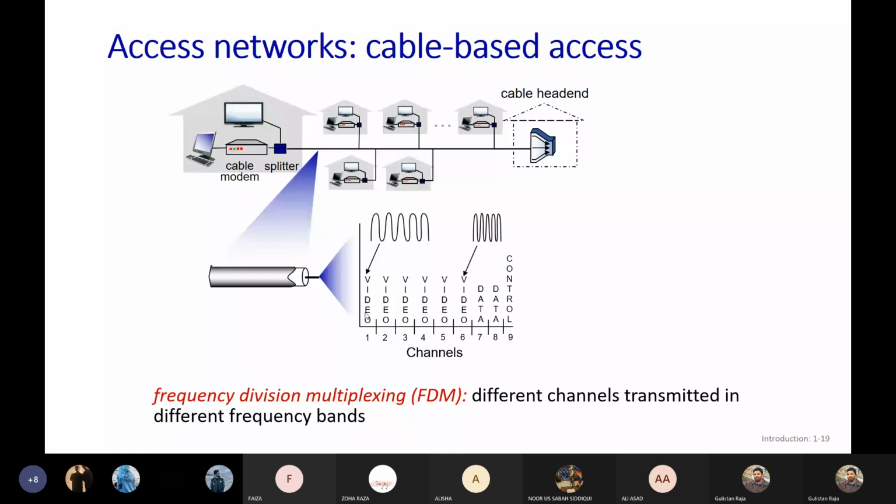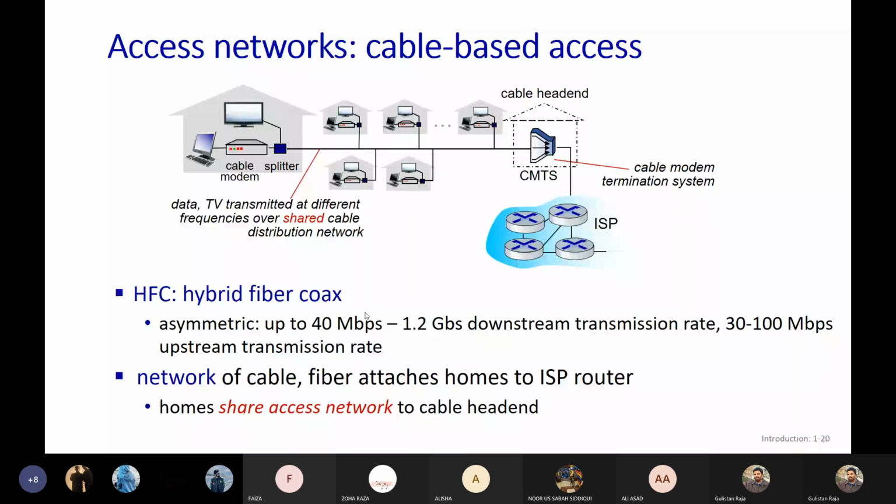I hope you are familiar with frequency division multiplexing, right? Then we have this CMTS, cable modem termination system. These days, these cable networks, initially when it was used, comprised mainly of coaxial cable only, but the bandwidth of a coaxial cable is not so high.